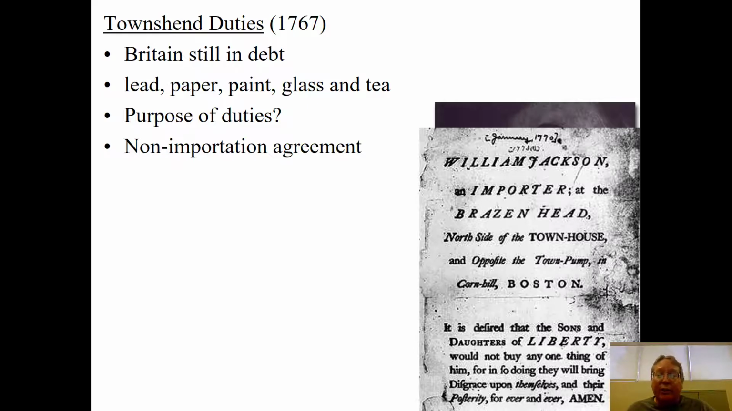1767, this non-importation agreement goes into effect. 1768, the British government says, let's see how long you can go without glass for your homes. Let's see how long you can go without drinking tea, our national drink. How long can you go without lead for paint? How long can you go without paint? How long can you go without paper? The British government sticks to its guns this time.